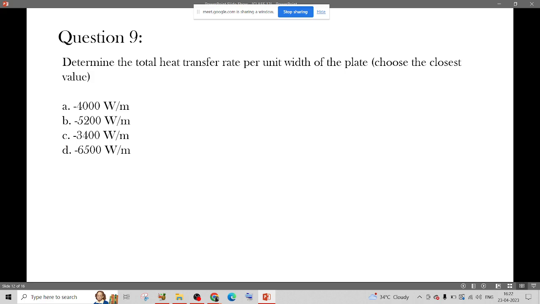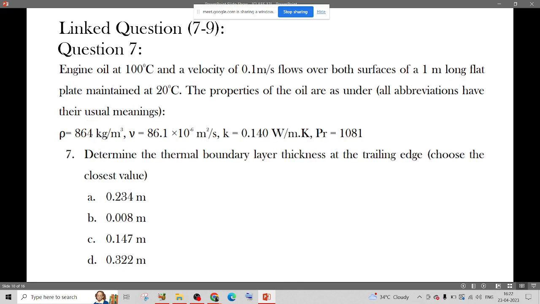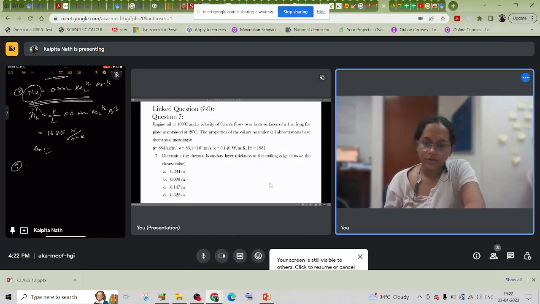Now let us proceed to the next question. Now we have to determine the total heat transfer rate per unit width of the plate. Total heat transfer rate we have to determine. I'll open up this data sheet and you can find out the solution to that problem.